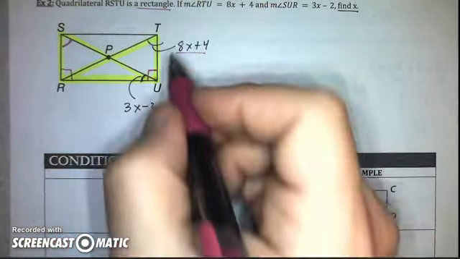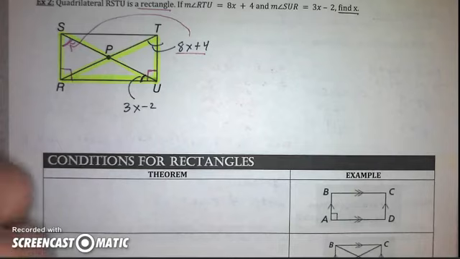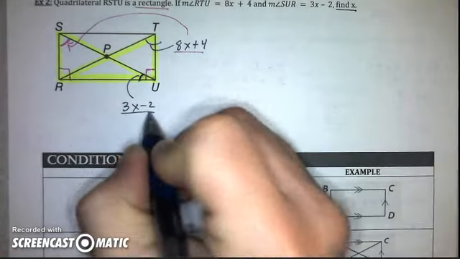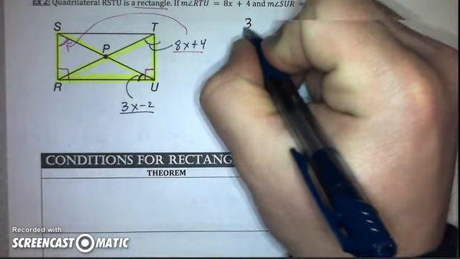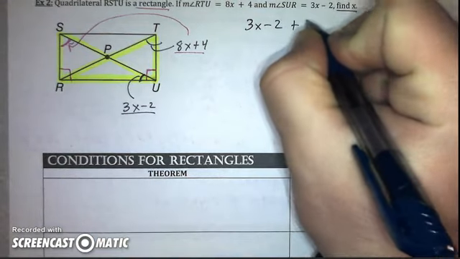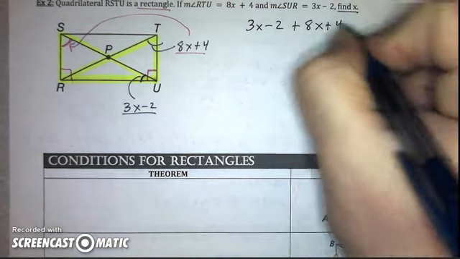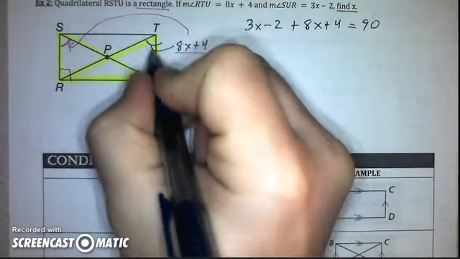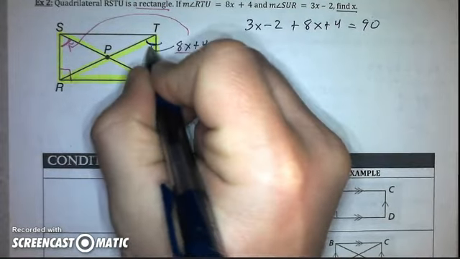Since this is a 90-degree angle, remember that the two acute angles of a triangle are complementary, meaning they add up to 90. So the equation we can actually write is that 3x minus 2 plus 8x plus 4 equals 90. These two angles should be complementary. They should add up to 90.